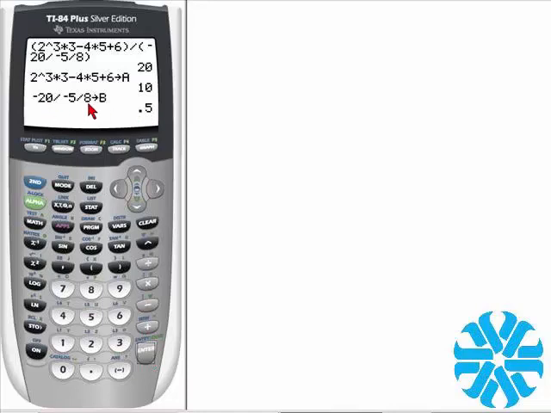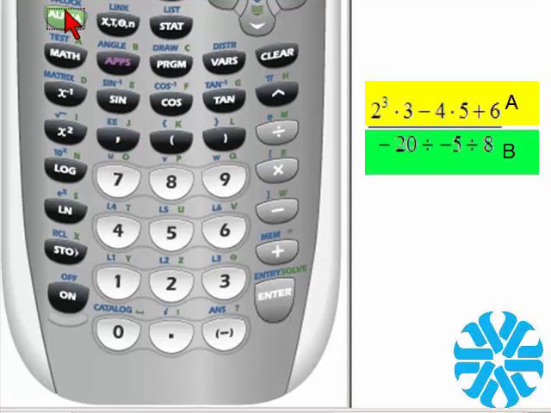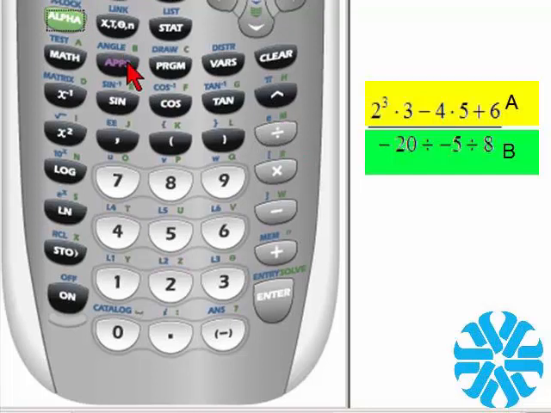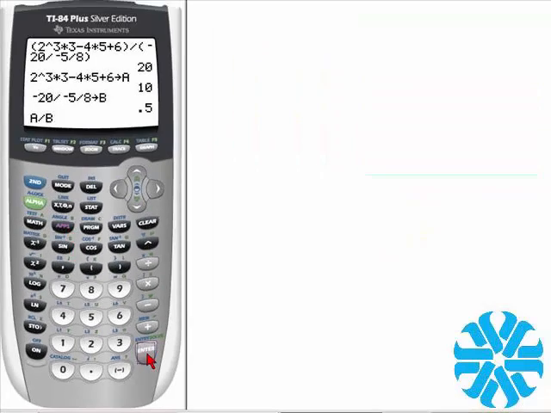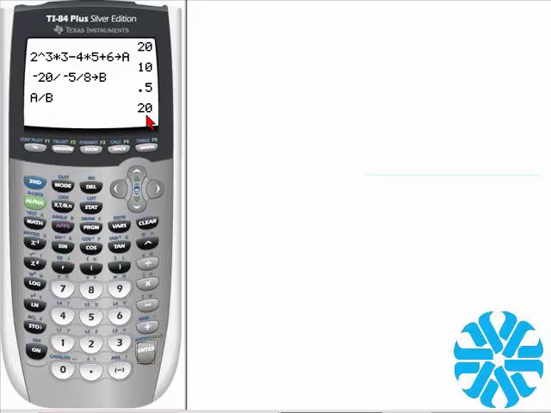So we're going to take the numerator 10 divided by the denominator of 0.5, and that was A and this is B. So we can just go alpha A divided by alpha and then B, and we hit enter to get our answer. And our answer is 20, as it was in the first computation we did. Okay, so this concludes the video on computing rational expressions or evaluating a rational function at a specific value, and just a practical use of the store key.